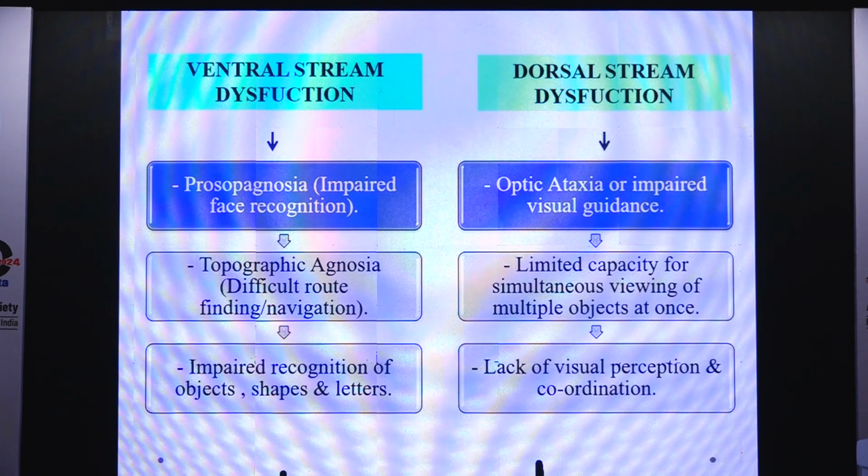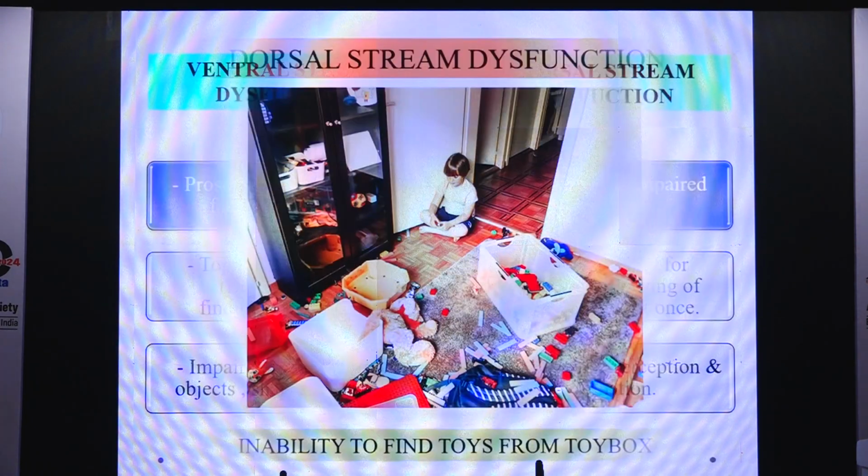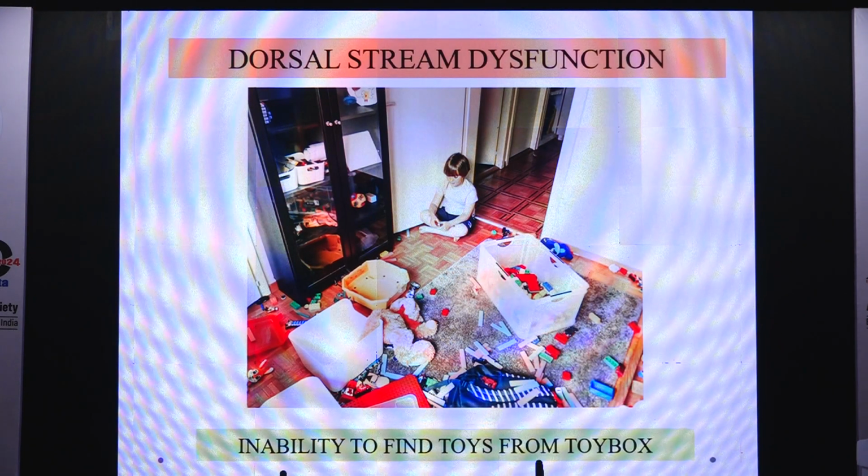and letters. The dorsal stream function is more related with the visual mapping, so we get optic ataxia or impaired visual guidance, limited capacity for simultaneous viewing of multiple objects at once, and lack of visual perception and coordination. So these are some of the common things we see in dorsal stream dysfunction. There is inability to find toys from a toy box. A child gets confused from where to pick which toy.